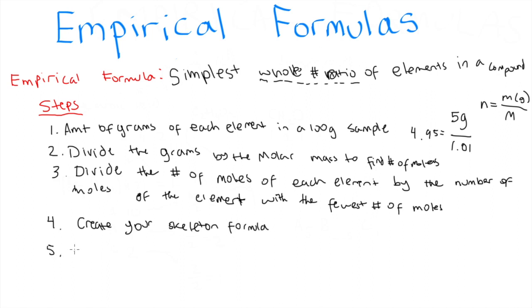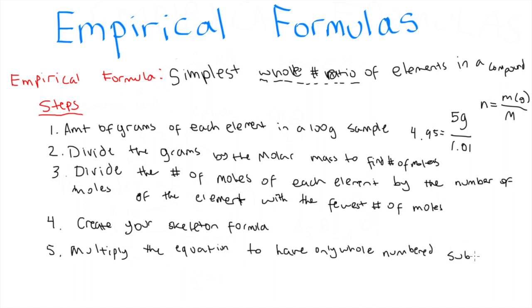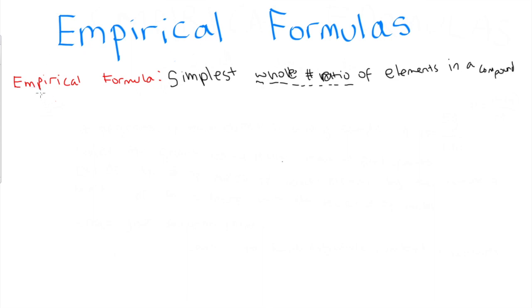And then lastly, simply multiply the entire equation by a number that will eliminate any non-whole numbers, so you only want whole numbered subscripts. Alright, so let's go through a couple examples.